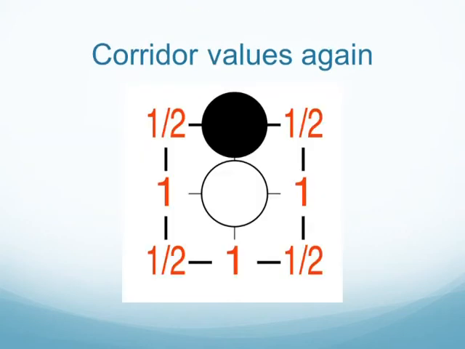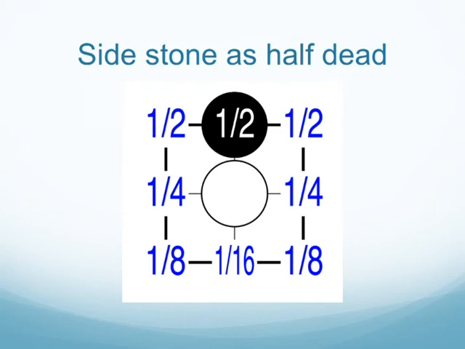So now let's figure the corridor values of white in this position. On each side we have 2 points, 1 plus 2 halves, and then 1 point for the other point adjacent to the stone and 1 point for the center stone. That gives us a total of 6 points. This time, instead of calculating the black stone at full strength, let's consider it as half dead, which in fact it is. White could kill it in one move. And therefore it generates only half of the influence.